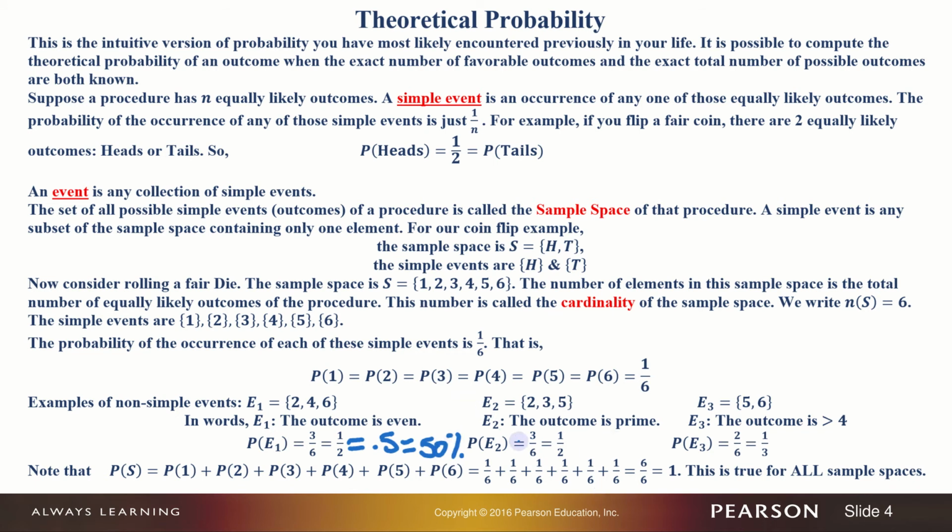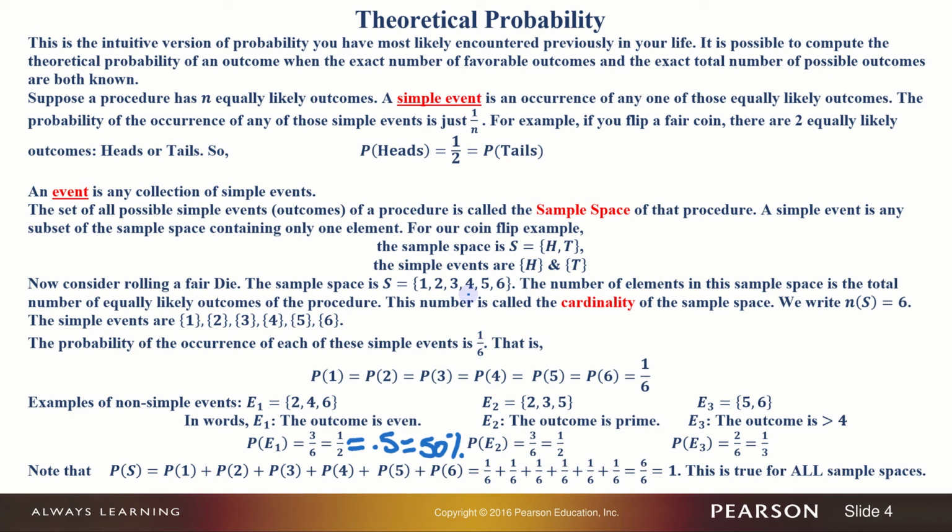As another example of a non-simple event, what if you're interested in the event that the outcome is prime? This is a non-simple event because it doesn't have just one outcome. Remember that a prime number is a natural number larger than 1 whose only factors are 1 and itself. In other words, it's only divisible by 1 and itself, and it has to be larger than 1. So 1 is not prime because it's not larger than 1, it's equal to 1. So 2 is the first prime number here, then we have 3, and then we have 5.